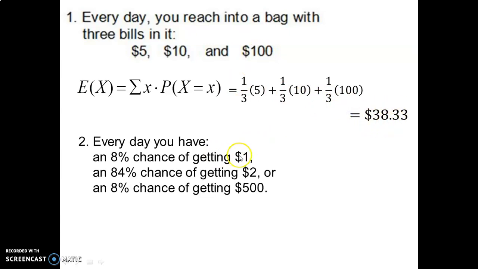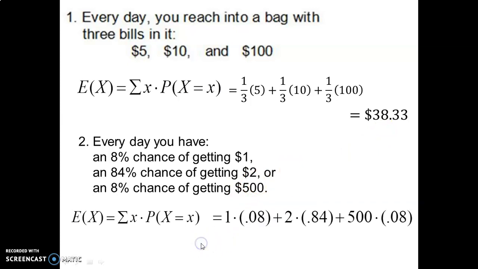Let's take a look at situation 2, where you have this tiny chance of getting 1 or 500, but a big chance of getting $2 every day. So there's no way this is going to reach 38, right? Let's take a look. Run the expected value on that. Now when you do an expected value here, it's $1 and there's a 0.08 chance, plus, because we're doing the sum, $2 and there's an 84% chance, so 0.84, and $500 times 0.08. What does that work out to?